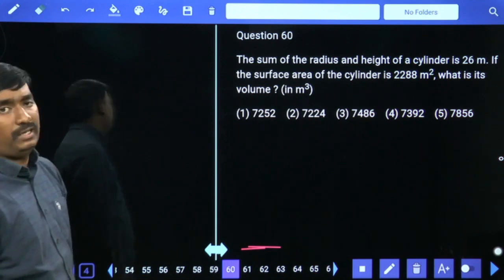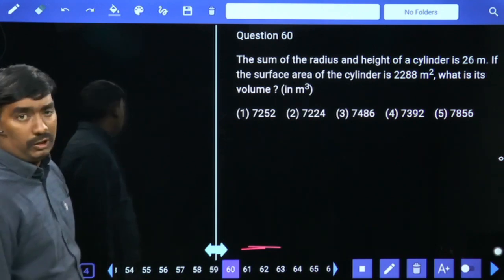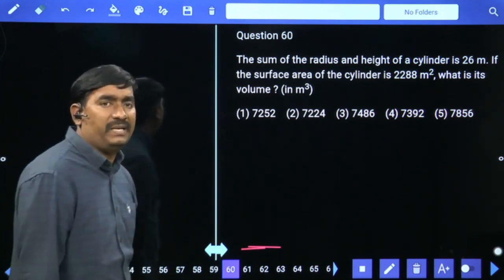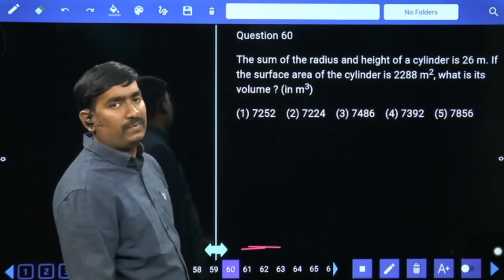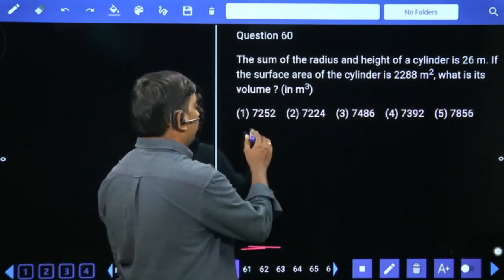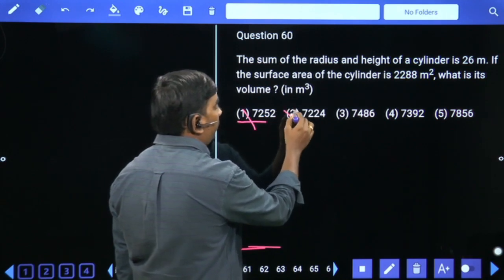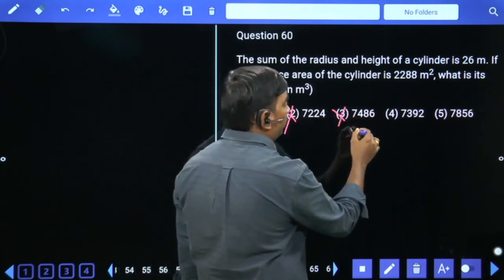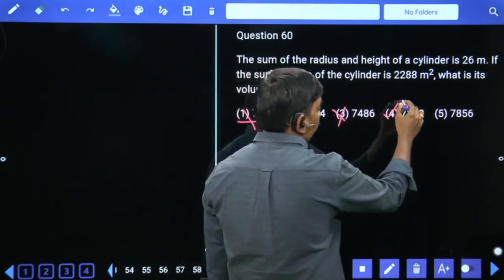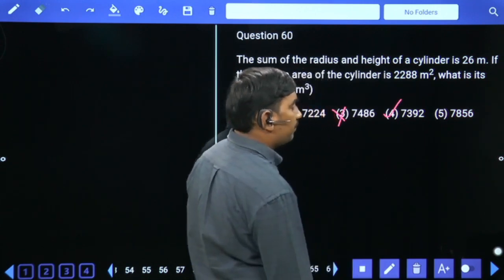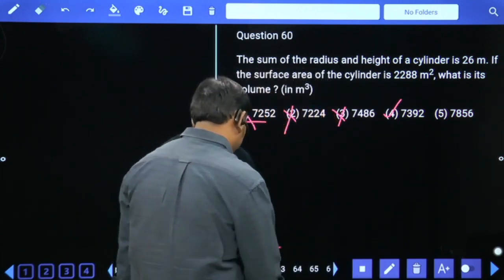The surface area of the cylinder is 2288. What is its volume? Volume of the cylinder means pi r square h. Pi stands for 22 by 7, so the volume is an 11 multiple. First option no, 11 multiple. Second option no. Third option no. Fourth option yes, 11 multiple. Fifth option no. Fourth option is your answer.